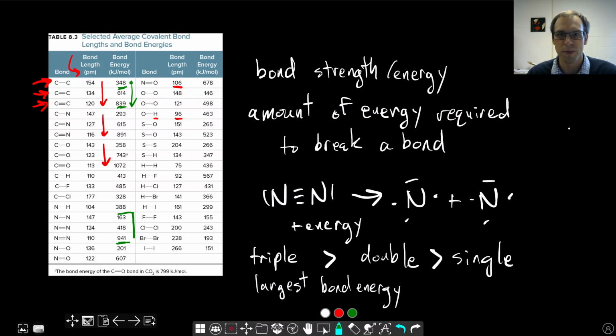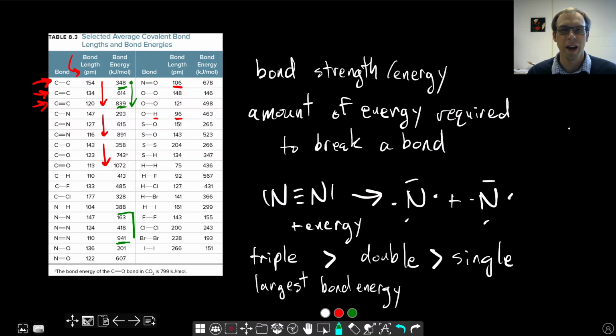In general, as you go from single to double to triple, the atoms are held more tightly together. It's more difficult to pull them apart. And when they're held more tightly together, they're going to be closer to each other, and so the bond lengths will get shorter. And so that gives us a way to think about relative bond lengths and bond strengths, just thinking about single versus double versus triple bonds.